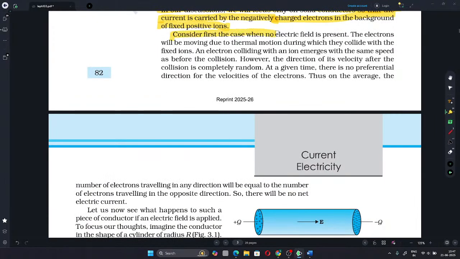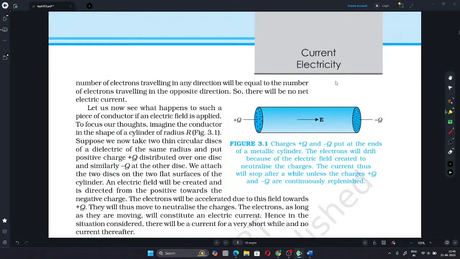Consider the first case when no electric field is present. The electrons will be moving due to thermal motion, due to which they collide with the fixed ions. An electron colliding with an ion emerges with the same speed as before the collision. Perfect elastic collision. However, the direction of its velocity after the collision is completely random. At a given time, there is no preferential direction of the velocities of the electrons. Thus, on average, the number of electrons traveling in any direction will be equal to the number of electrons traveling in the opposite direction. So, there will be no net electric current.